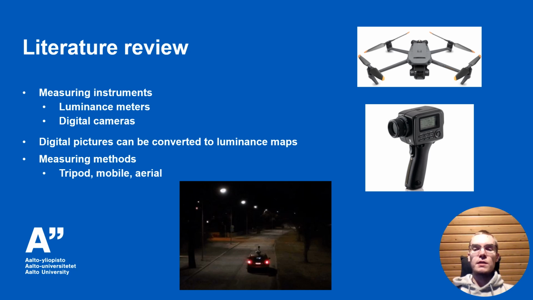The reason digital cameras can be used is because the information in each pixel in the form of RGB values can be converted to luminance values and with a calibration constant give the precise luminance values for each pixel. Whichever measurement instrument is chosen, it can be attached to, for example, a tripod, to a vehicle, on ground or in air, for example, cars, or drones or satellites, planes.